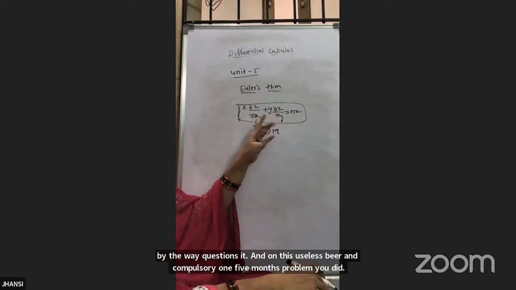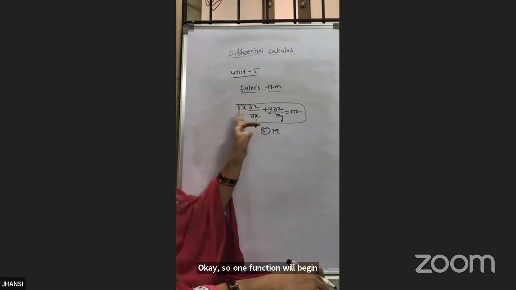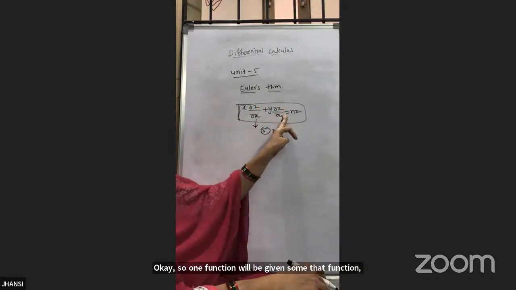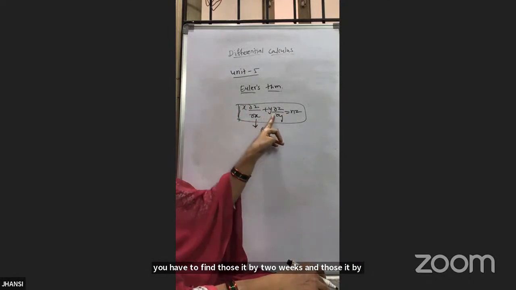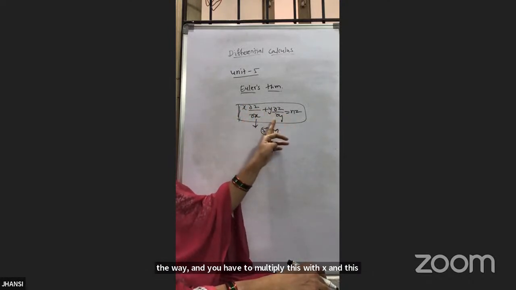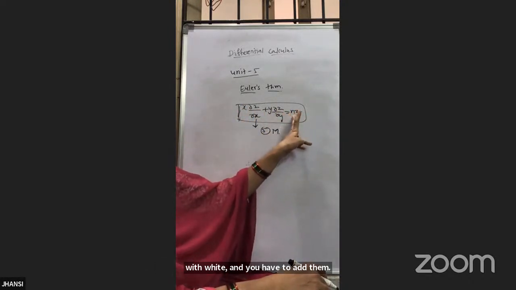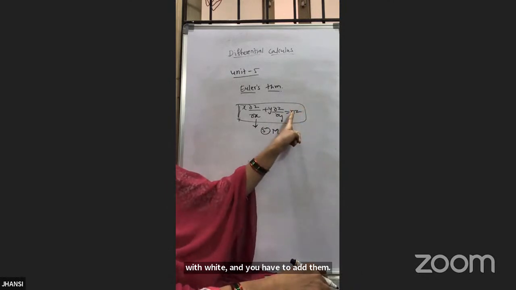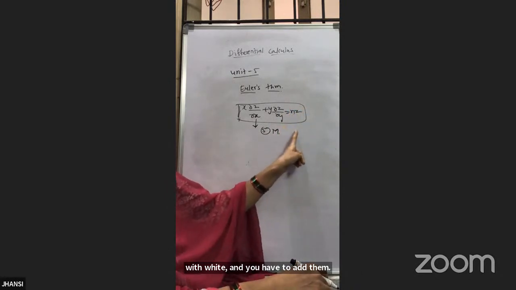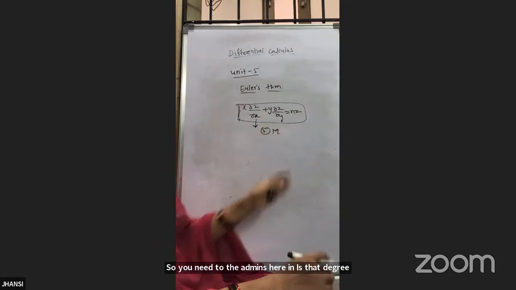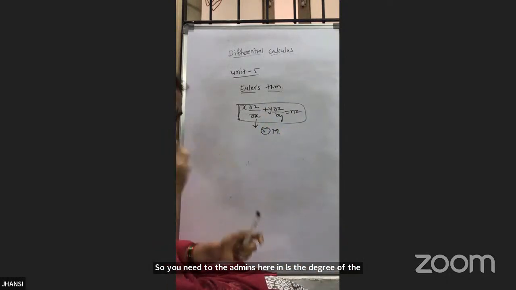Okay. So one function will be given. For that function, you have to find dou z by dou x and dou z by dou y, and you have to multiply this with x and this with y, and you have to add them. Then it should be equal to n into z. So in n into z, n is the degree of the homogeneous function. Okay. So this is the concept about unit 5. So these two concepts only are there in this.